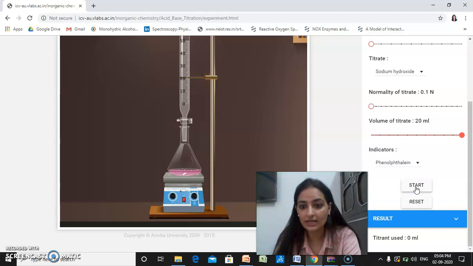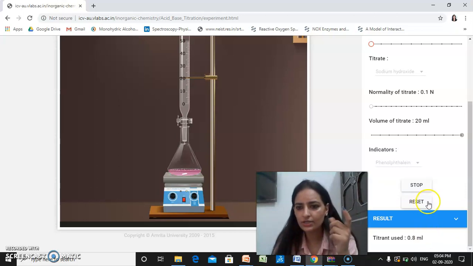I have started the titration here. You can see drop wise the acid is falling into your titration flask, and with the help of this magnetic bead, constant shaking is taking place. Keep your eye on this whole setup so that you can note the end point. Once the color changes, you need to stop the titration immediately by clicking this button.